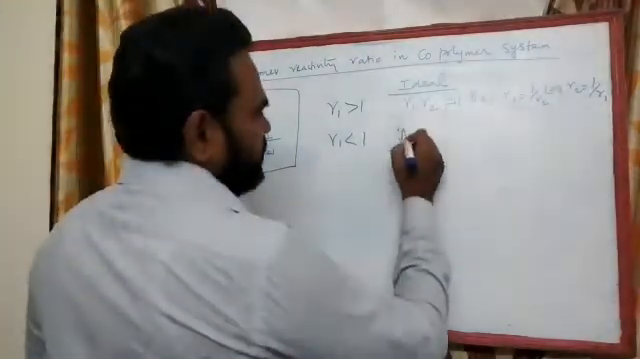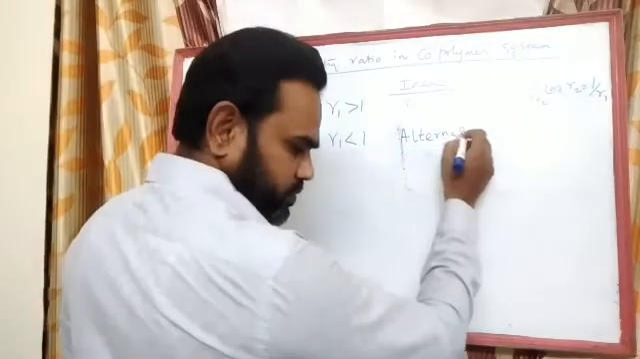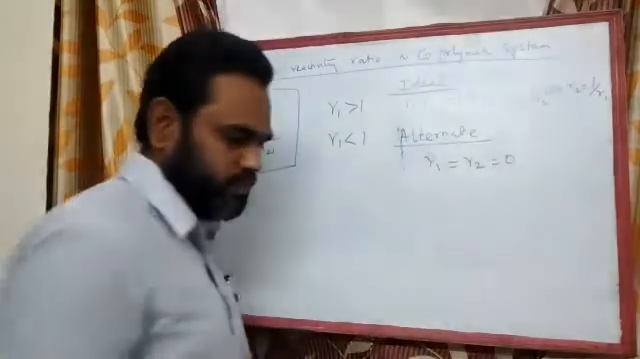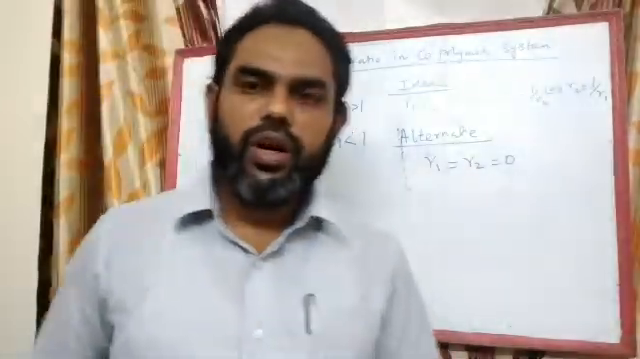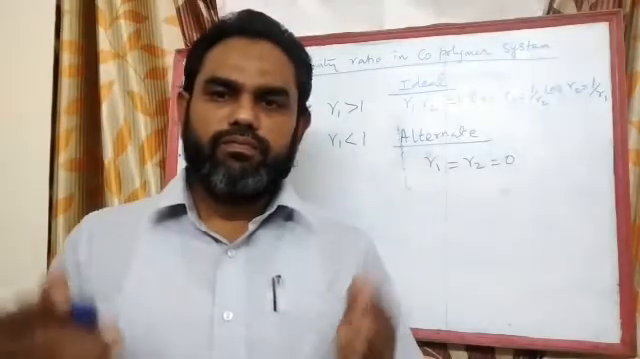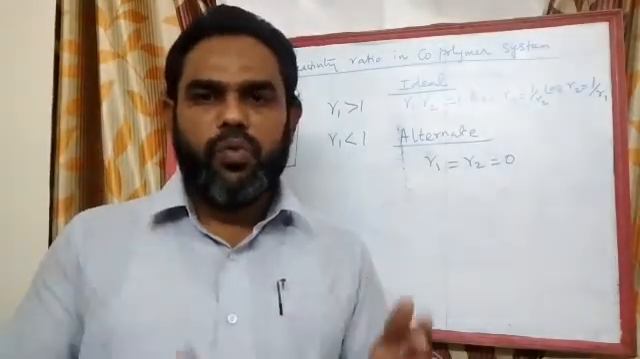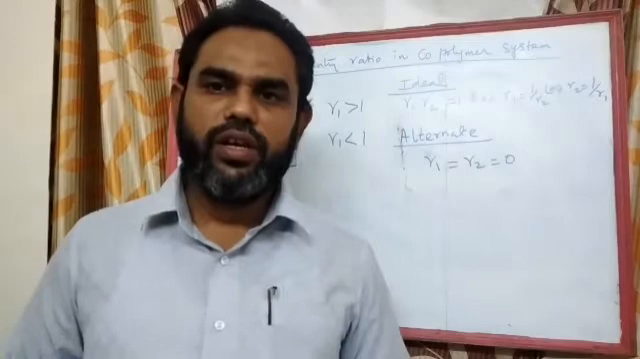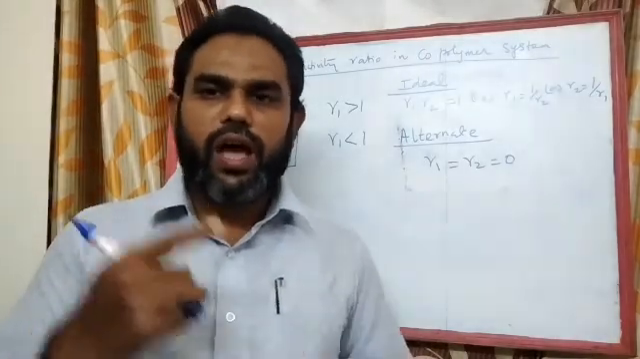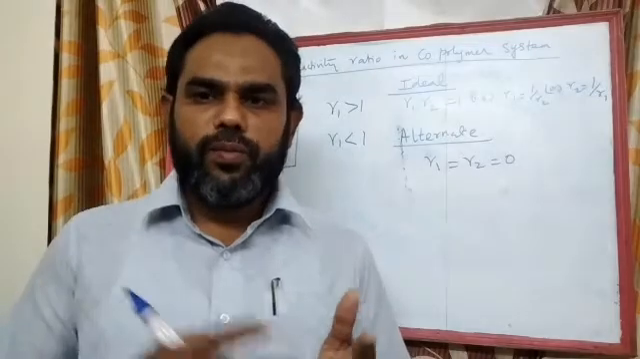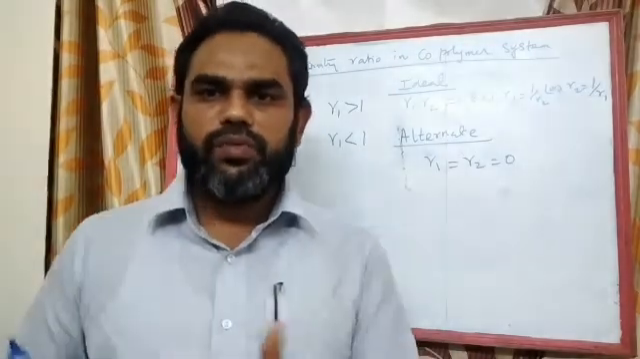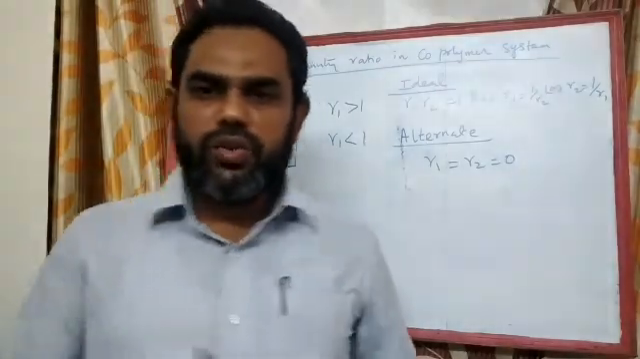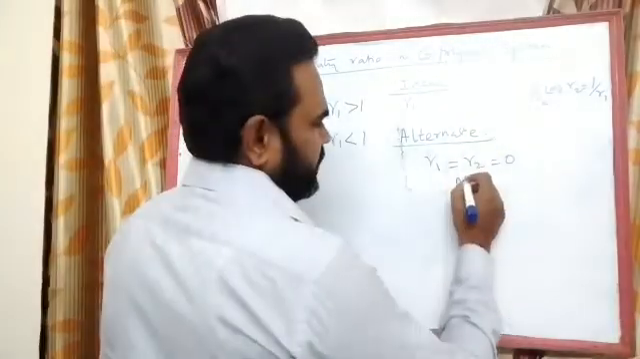So if the system is alternate, R1 is equal to R2 is equal to 0. In such cases, you will have a copolymer of composition M1, M2, M1, M2, M1, and so on. So each monomer prefers to add to the other monomer. M1 prefers to add to M2, M2 prefers to add to M1, so that you will have an alternate system like this.